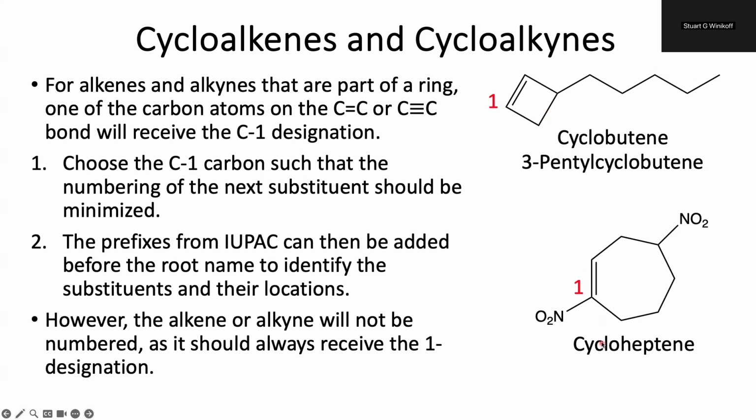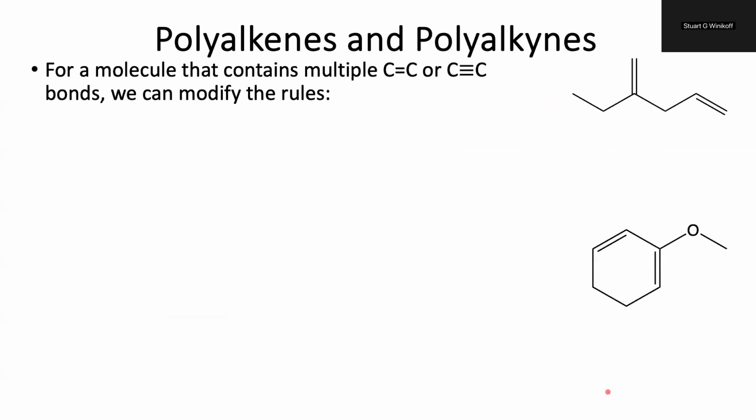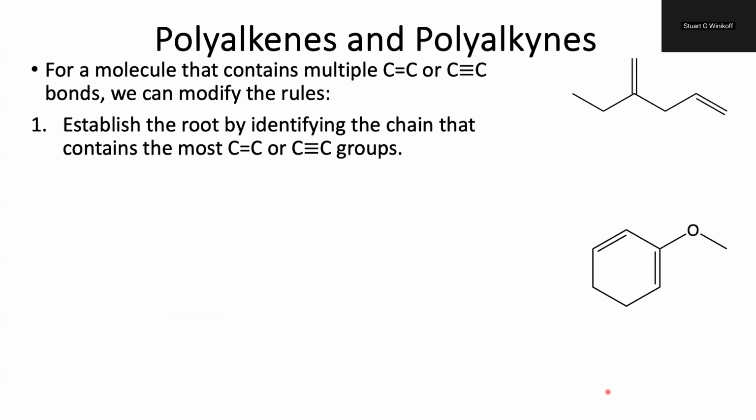Now for my cycloheptene, we know we've got 2 nitro groups. One occurs at the 1 position, the other occurs at the 1, 2, 3, 4. So I have 1,4-dinitrocycloheptene. Now, what do we do if I have a molecule that contains multiple double or triple bonds? Well, then I need to slightly modify my rules. I'm going to make sure that my root name identifies the chain that contains the most double or triple bonds. So now I want to make sure I include all those double or triple bonds in the system, no matter what. So I still end up with a pentene in this case.